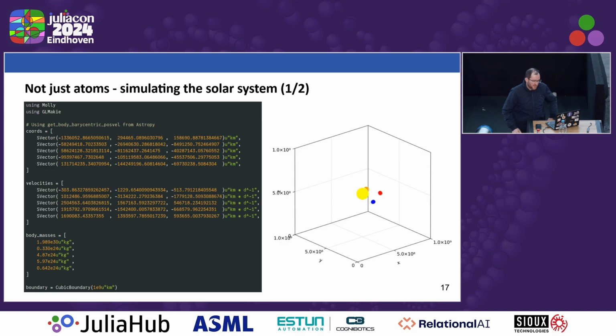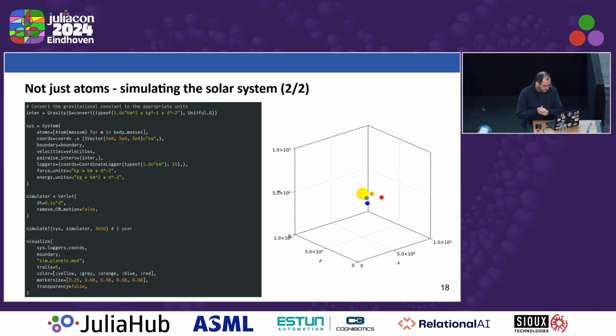It's not just atoms. I mentioned it's flexible. So in this case, we can simulate planets. We take the positions and masses of the closest planets to the sun from AstroPy, and then we use a gravitational interaction. We set up a system in exactly the same way. We use a Verlet integrator, and in this case, you can see that if you simulate for 1 year, you get what you would expect, the orbit of the planets around the sun. So this is using the same abstractions as for atoms.